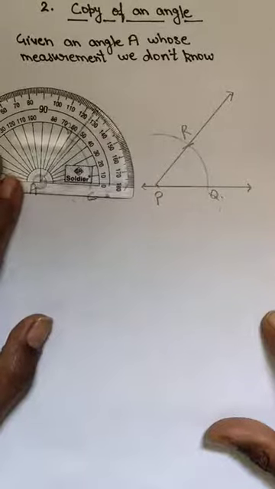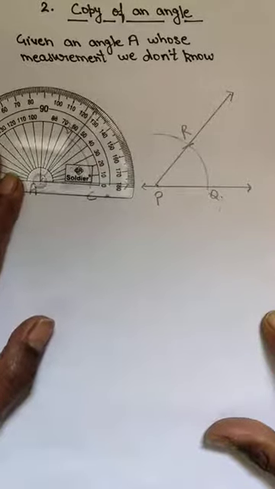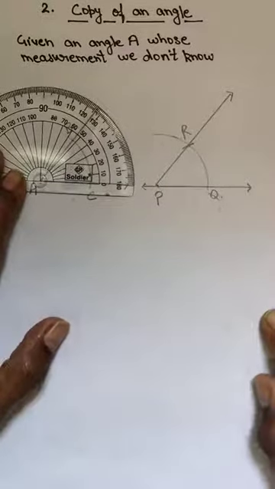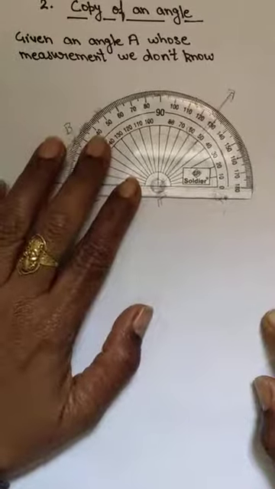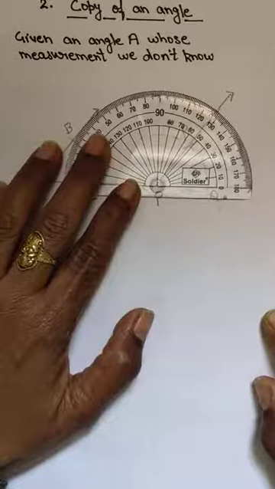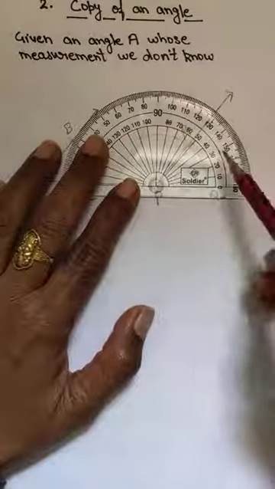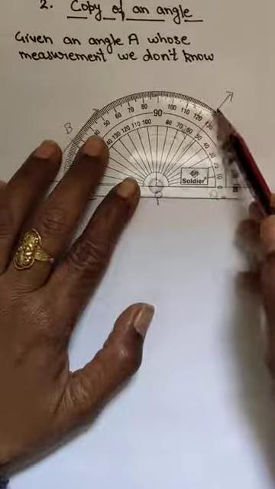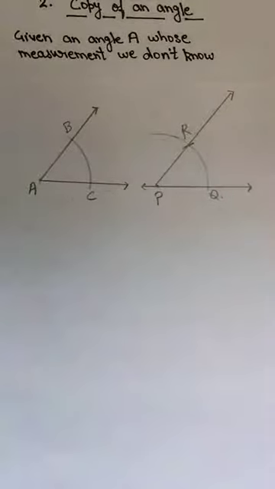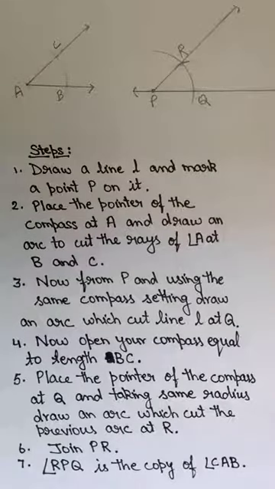Let's measure. Angle A is 54 degree, okay, not exactly 55. Now measure angle B also, angle P also. See, this is also not exactly 55, 54 degree, 53 or 54. Okay. These are the steps of construction, how we have drawn this copy of angle A.